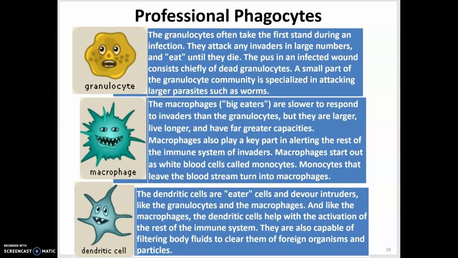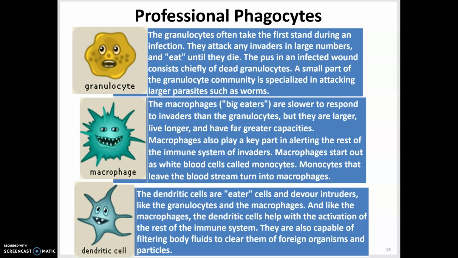Now, we have more than one phagocyte in our body. We've got many different types of phagocytes. So you can have a look here and you can see we've got granulocytes, macrophages, and dendritic cells. They're all phagocytes, as in they all go around the body and they eat stuff that isn't supposed to be there, but they do things a little bit slightly different.